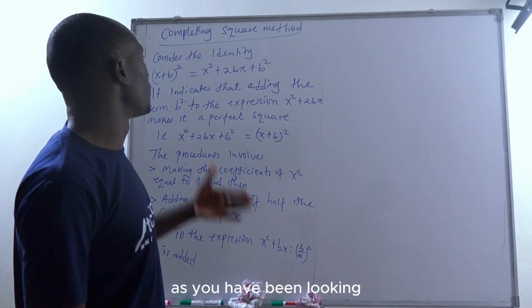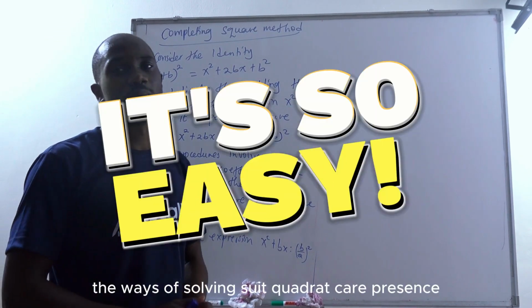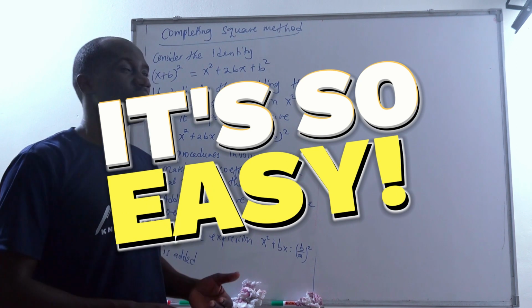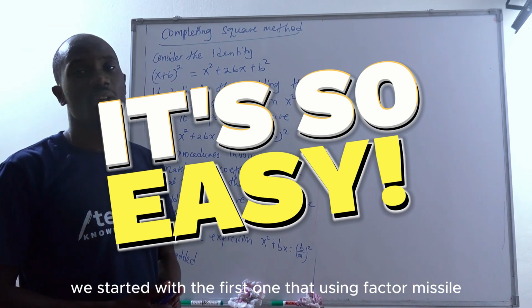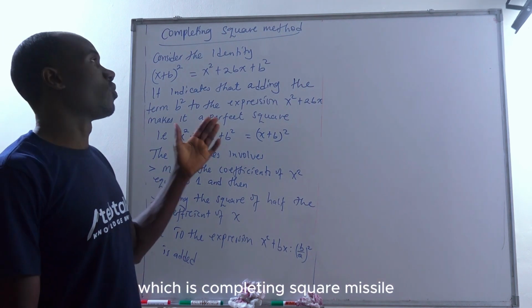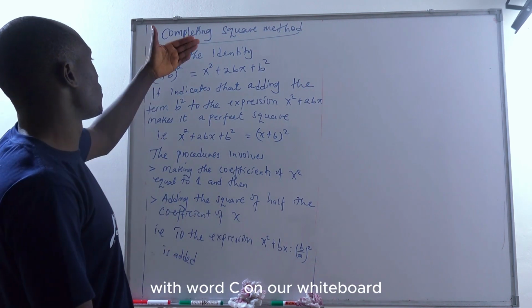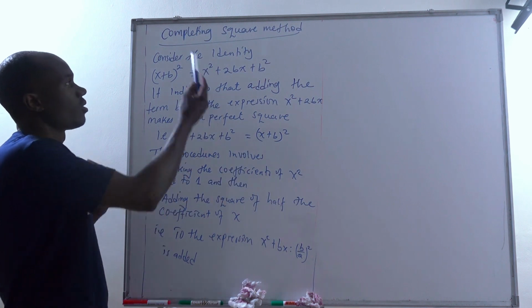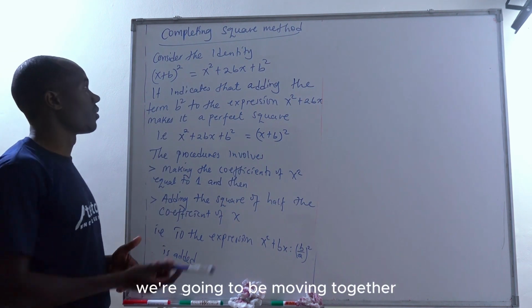So as you have been looking at the ways of solving quadratic equations, we started with the first one, the factor method. Now we are moving to the second one, which is the completing square method. We'll try to see it on our whiteboard. Completing square method, we're going to be moving together.